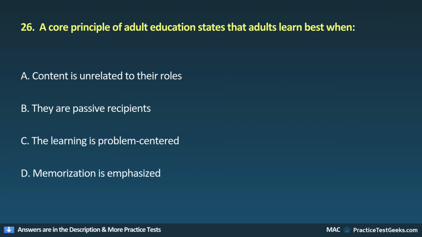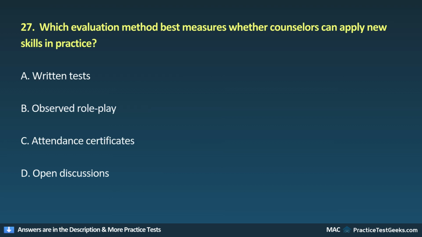26. A core principle of adult education states that adults learn best when A. Content is unrelated to their roles. B. They are passive recipients. C. The learning is problem-centered. D. Memorization is emphasized.